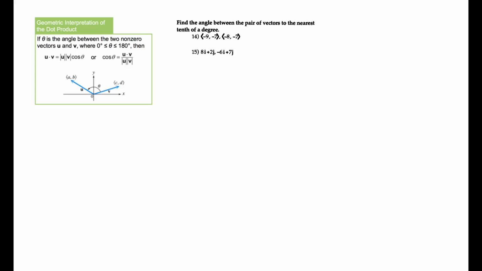Okay, so now we're going to find the angle between the pair of vectors. And in a previous video, we talked about using the dot product to find the angle between two vectors. But let's take a look at this right here, and I'm going to highlight it. The dot product of two vectors u, v is defined by the product of their magnitudes multiplied by the cosine of the angle in between them.